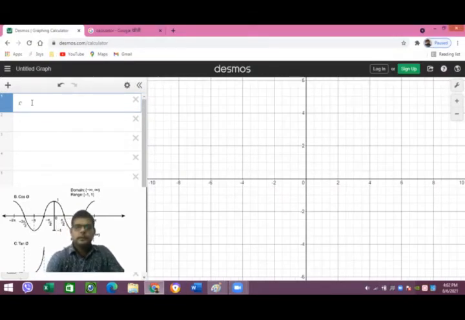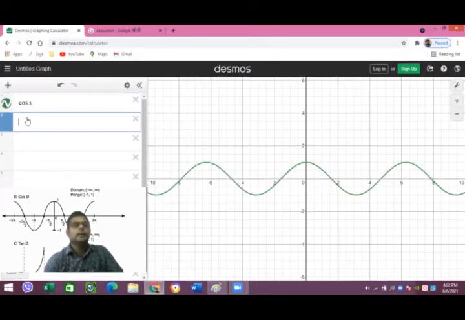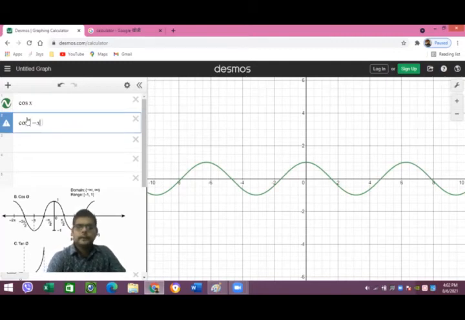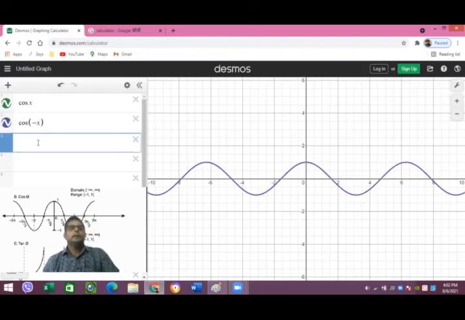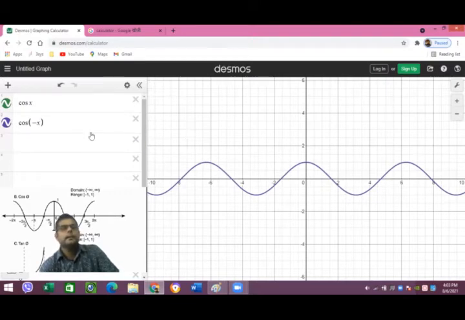So let's now see the graph of cos x, and then what happens if you put the graph of cos minus x. So what does it mean actually? If x turns into minus x, towards the right side of the y-axis, the cos is positive. Towards the left side of the y-axis, the x value is negative. So here cos minus x means we are reflecting the graph of cos x about the y-axis.